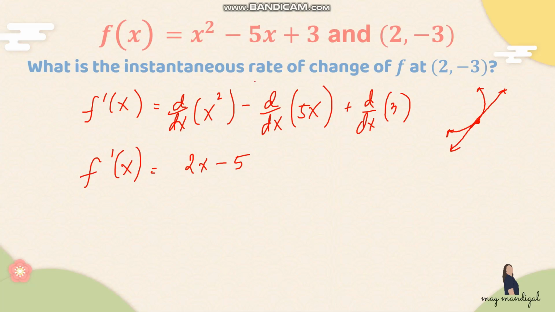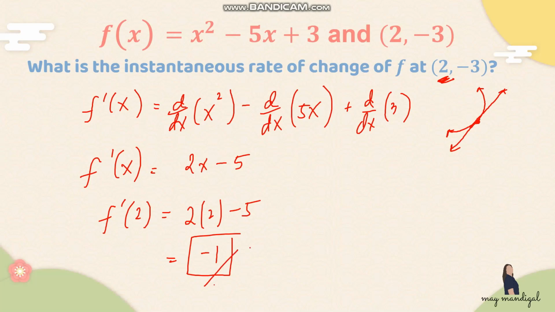Since we want to identify the rate of change of our function at this given point, after getting the derivative, what we will do next is evaluate the derivative using the x coordinate in our point, which is 2. You just have to substitute here: 2 times 2 minus 5. Therefore, the value that we will get is negative 1. This is now the rate of change of our function at that specific point (2, -3). And this value right here is also the slope of our tangent line.